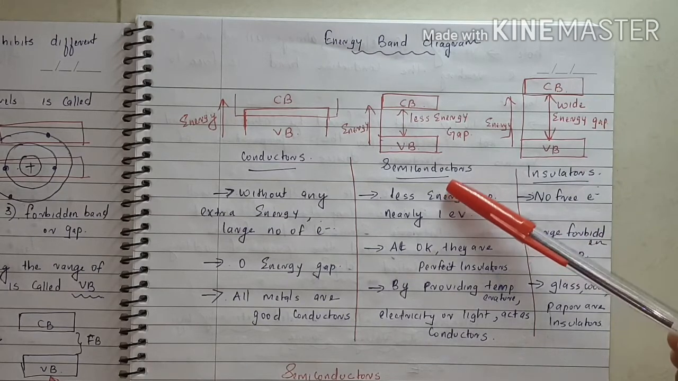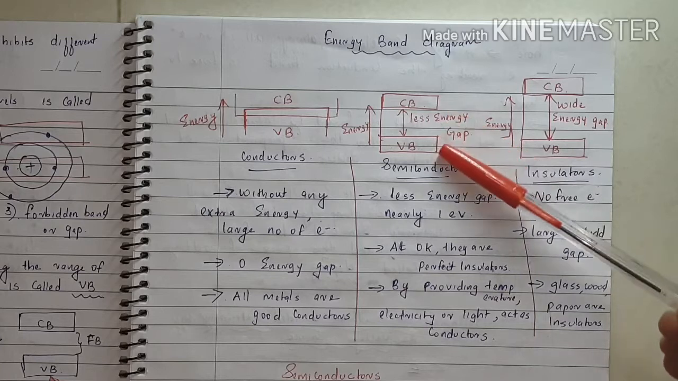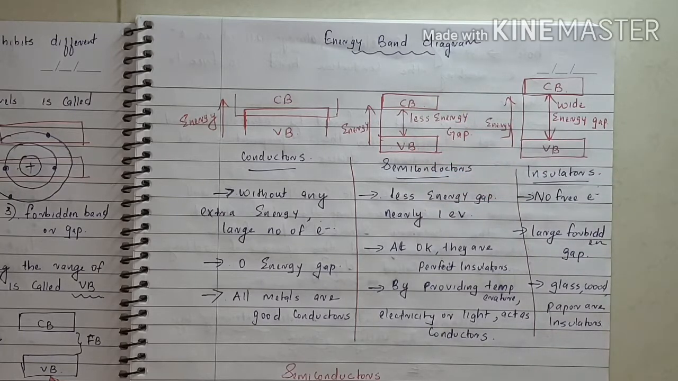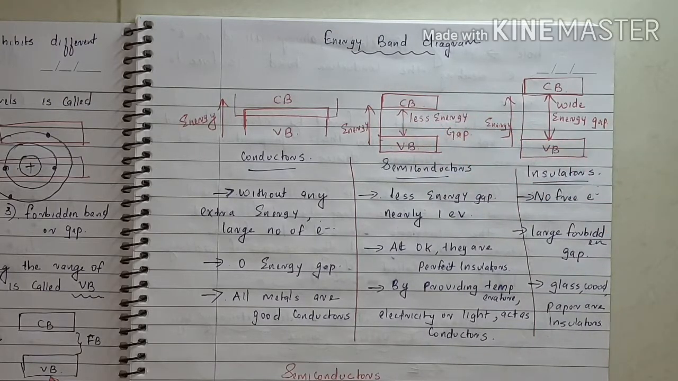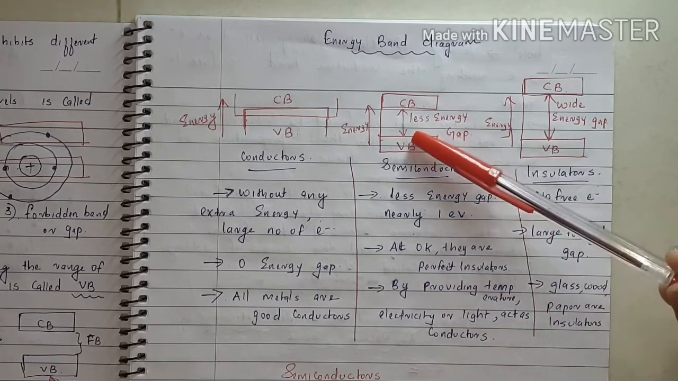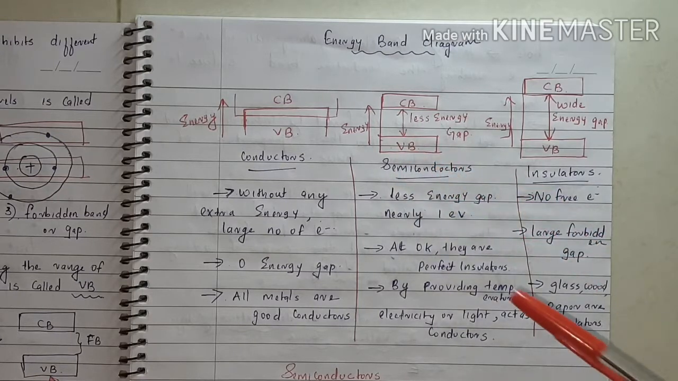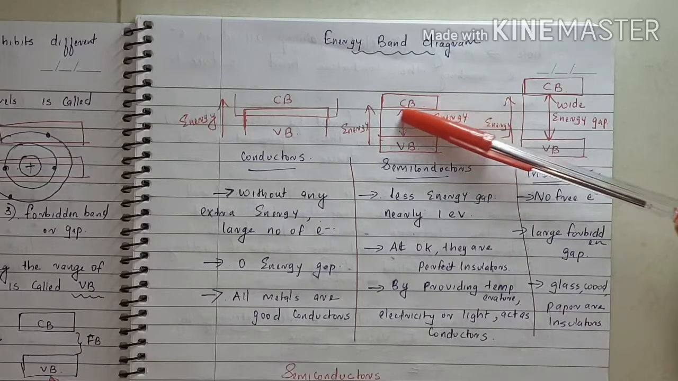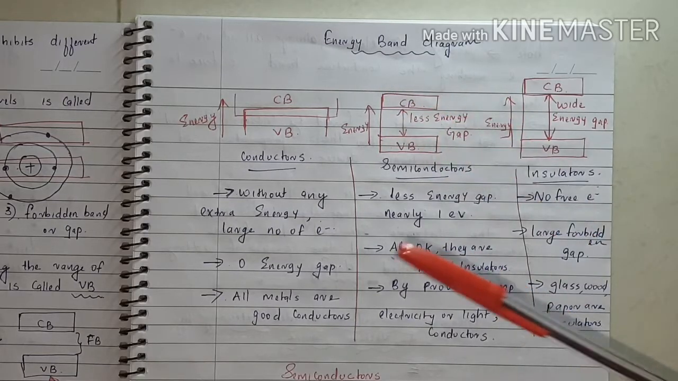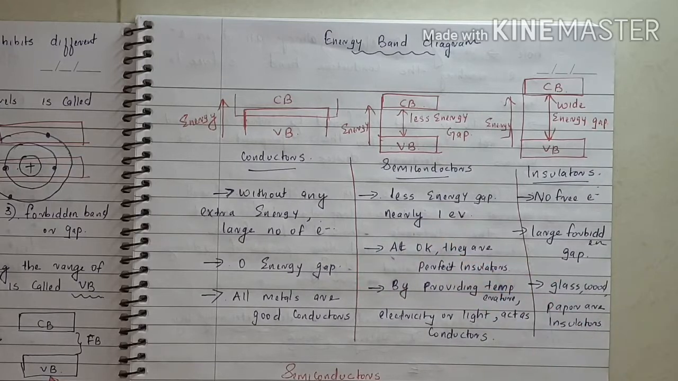In the case of semiconductors, there is a smaller energy gap between the valence band and the conduction band, and at 0 degree Kelvin they act as perfect insulators because there are no free electrons in the conduction band. But if we provide some form of external energy, in the form of temperature, electricity or light, they act as conductors. That is, there will be a large number of free electrons in the conduction band, and they act as conductors.